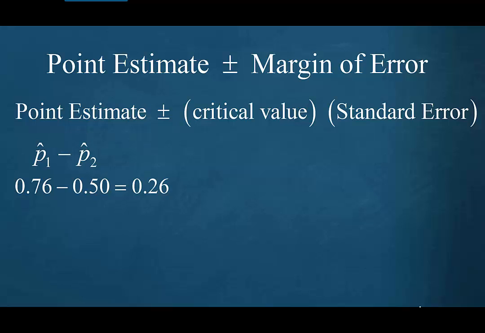So again, similar to the one sample, if we could just have one number to point to, this would be it, a 26% difference. However, as before, it's better to give an interval of plausible values. A different sample would lead to a slightly different result. And while 26% seems like a large margin, is this difference due to just random sampling? Let's go ahead and add and subtract the margin of error.